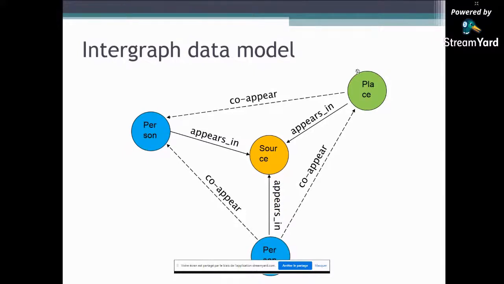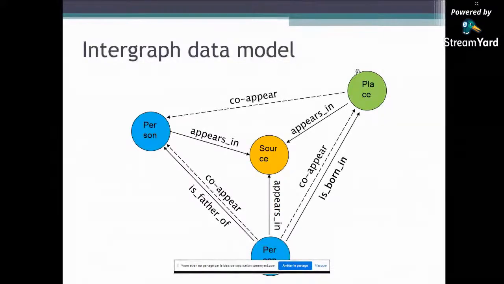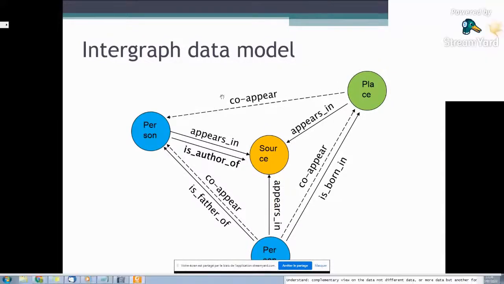So this is the co-appearance graph, but there are also other links imaginable, such as links between persons. A person can be the father of another person. A person can be born in a place, or a person can be the author of a document, and so on and so on. So you have to think in these notions when you work with graph models. Let me now show you Intergraph and its most important functionalities.